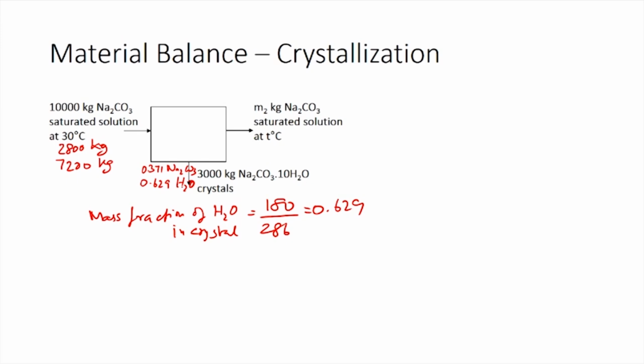So, if we were to write a balance equation, we can start with the total balance, which would be 10,000 kilograms of feed entering would be equal to 3,000 kilograms leaving as crystals plus M2. So, M2 will be equal to 7,000 kilograms. So, the next step is to perform a component balance.